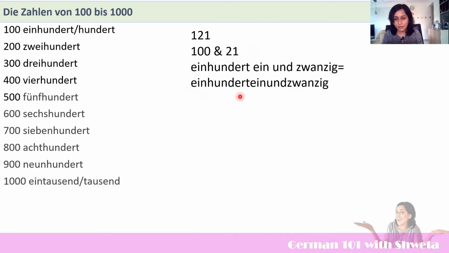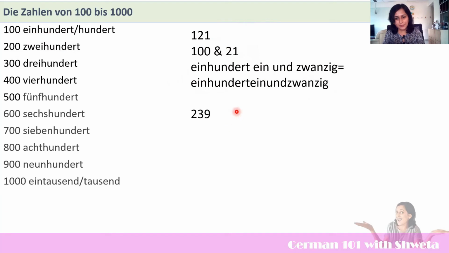Okay, so it is 100, which is here. 21 is here or here. All right. So this complete word looks very big and scary, but you just have to split and say. It is not very difficult. So it is 100, 21.